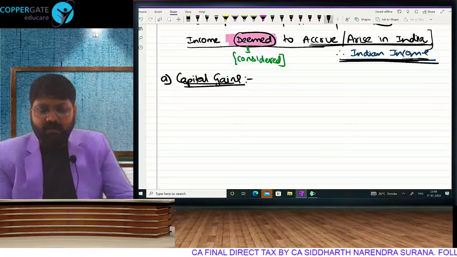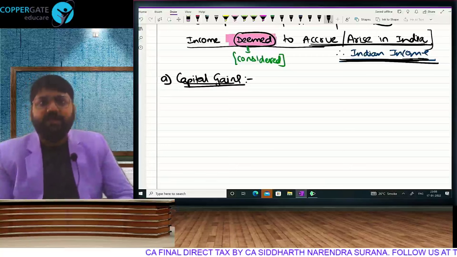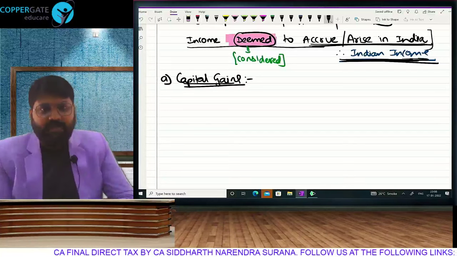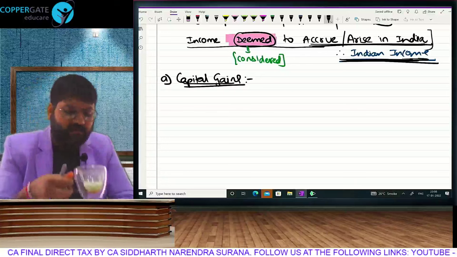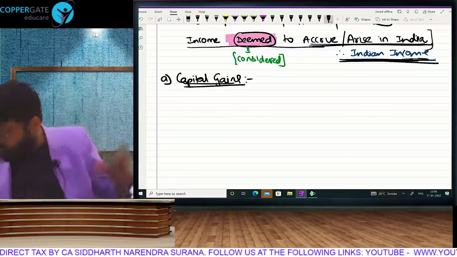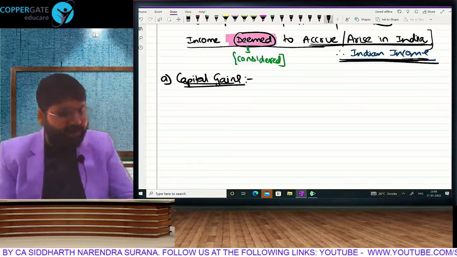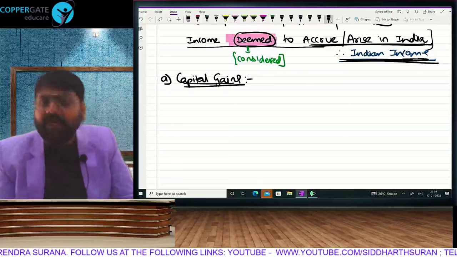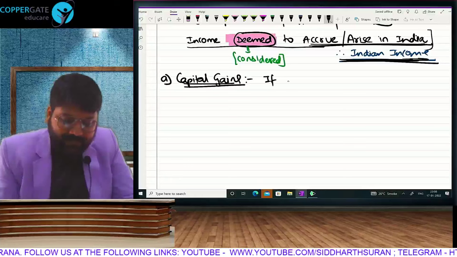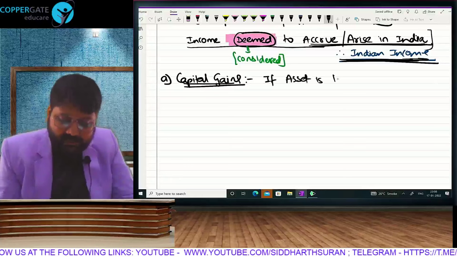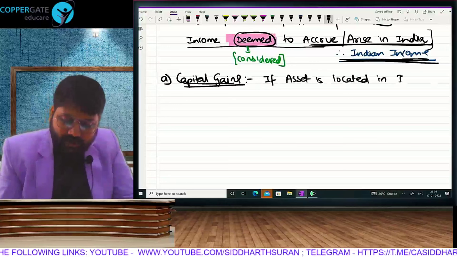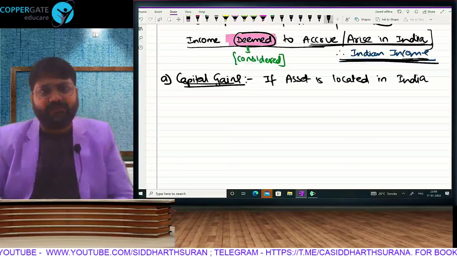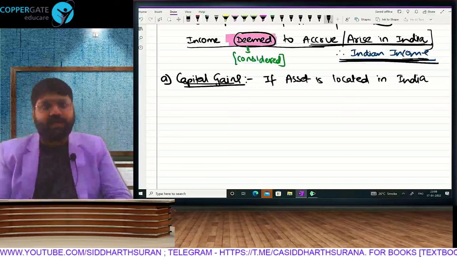In short, if I have to tell you, what is capital gains? Profit on sale of asset. That much accounts you have studied, profit on sale of asset. If I buy an asset for 10 lakh and sell it for 15 lakh rupees, what is my profit? That is capital gains for you. So, very easy to understand the meaning of capital gains. Capital gains will be deemed to accrue or arise in India if the asset is located in India, irrespective of the place where you do your transaction, irrespective of the place where payment happens, irrespective of the place where contract happens.